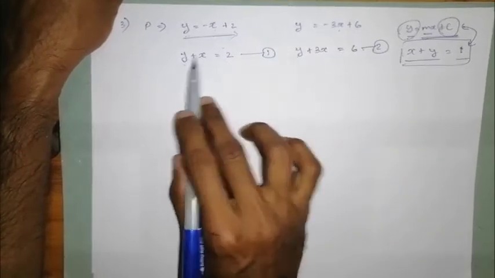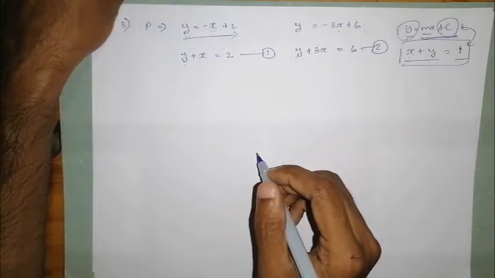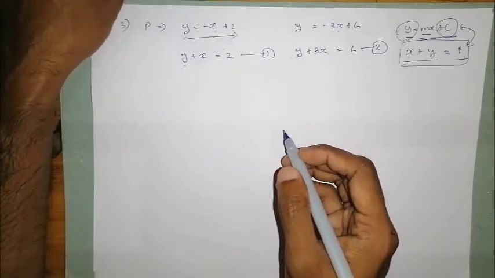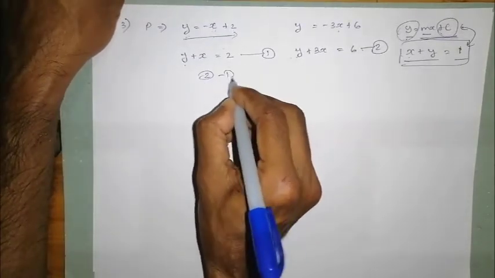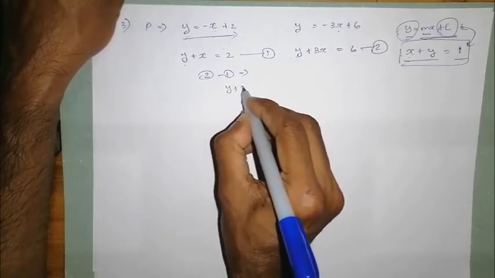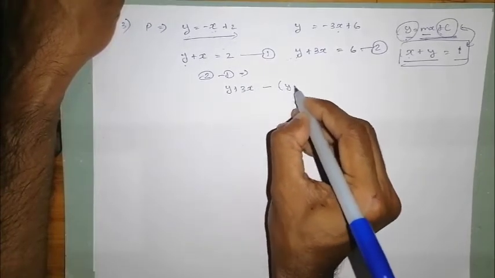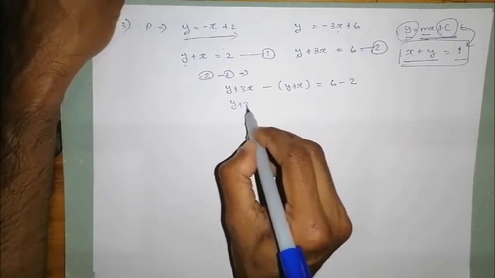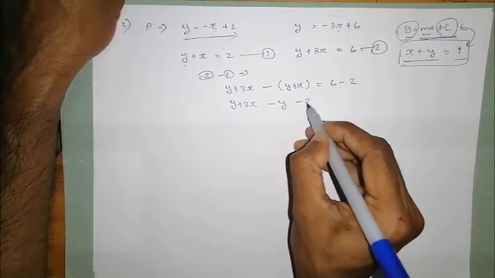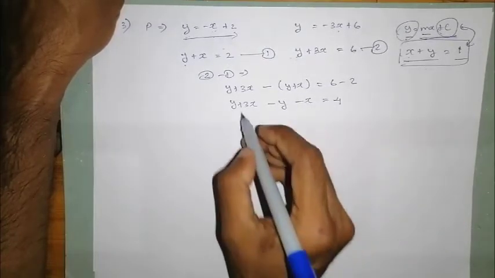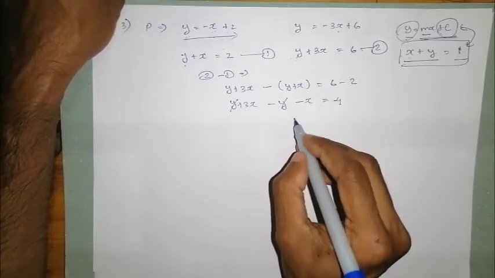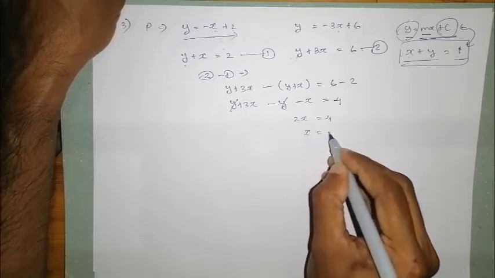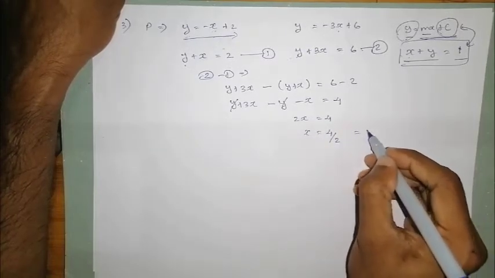The y values are equal, so we can cancel them by subtracting those two, equation 2 minus 1. So y plus 3x minus y minus x is equal to 6 minus 2, which is 4. So we can cancel y. 3x minus x is 2x equals 4, x equals 4 over 2, so x equals 2.